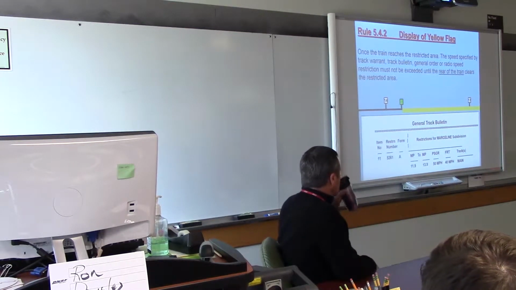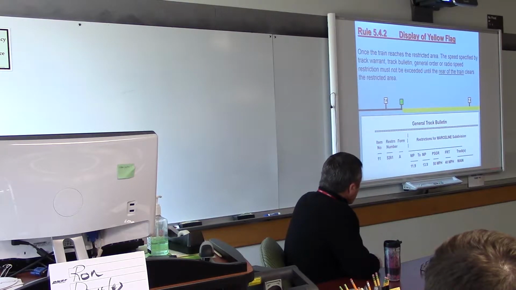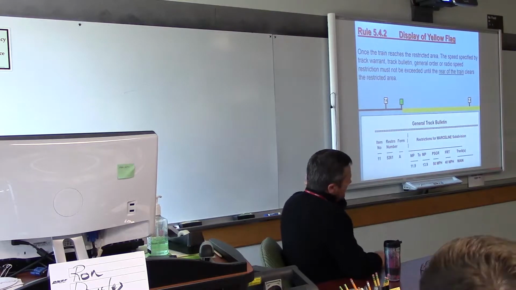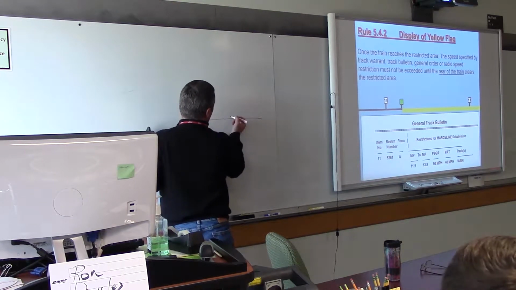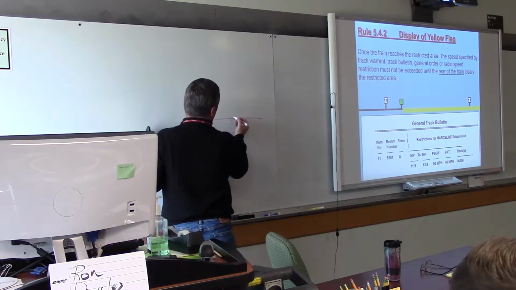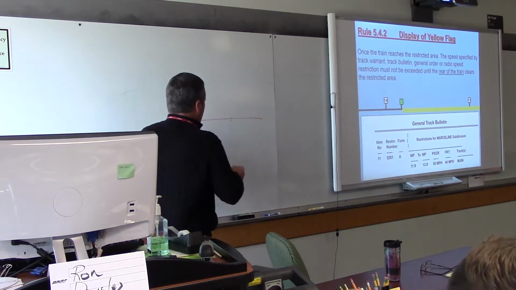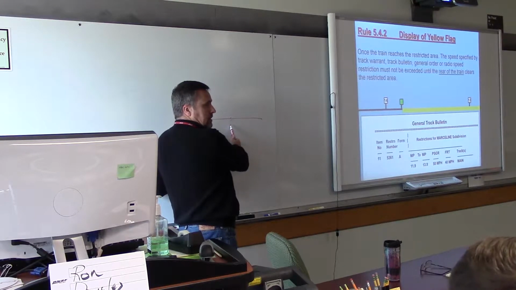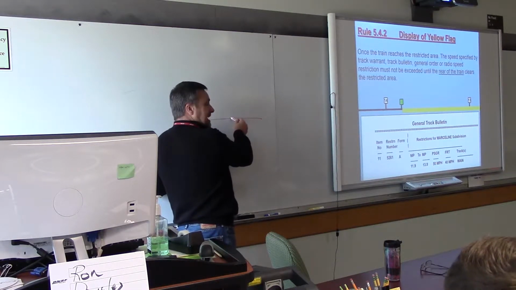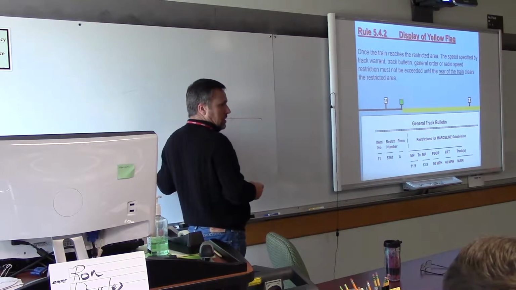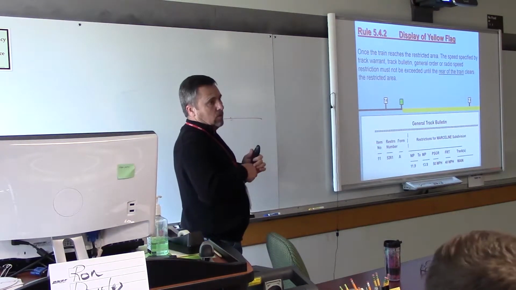Once the train reaches a restricted area, the speed specified by track warrant, track bulletin, general order, or radio speed restriction must not be exceeded until the rear of the train clears the restricted area. So the one thing you got to remember now is that if you get a Form A for a slow order at milepost 10, you're going to get a yellow board at milepost 8. There's going to be nothing here. There won't be no flag, no nothing, unless the speed restriction starts and ends right here. Then there might be a green board. But other than that, there's nothing to tell you that the restriction starts. You just have to be aware of where you're at.